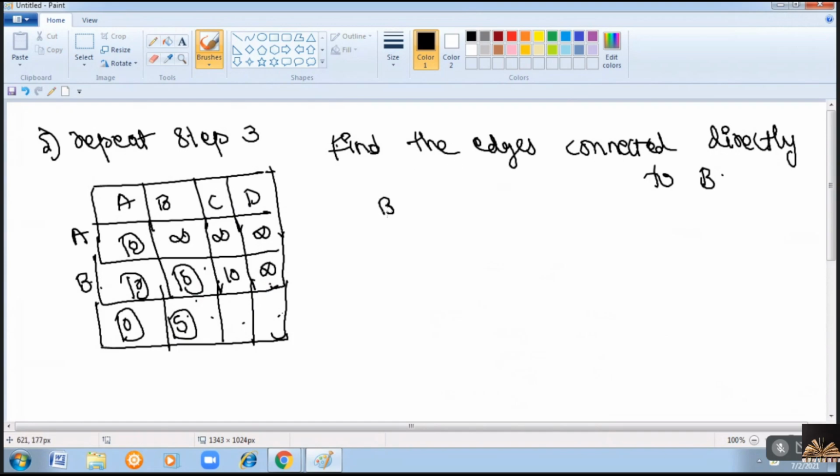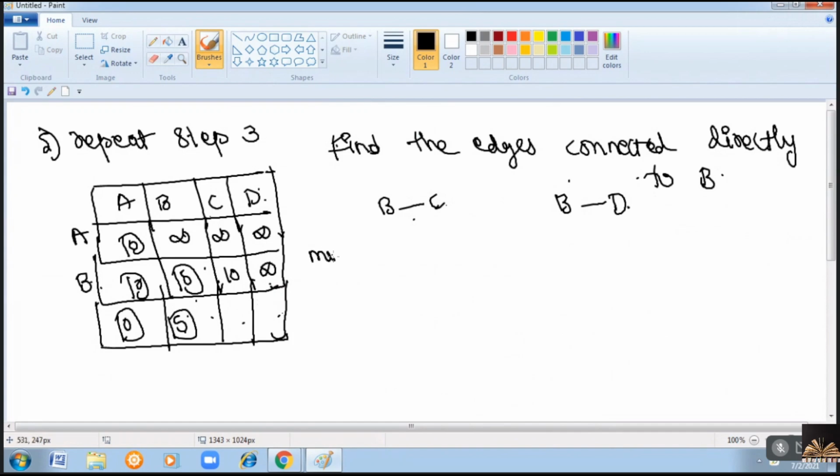B to C we have an edge. Please go through the diagram, I am not drawing that graph again. B to C and B to D. A is connected but A is already visited. So after A and B, what vertices do you have to visit? We are left with C and D. So we check whether C and D are connected directly to B or not. Yes, B is directly connected to C and also to D. So we will check the values and fill them in.